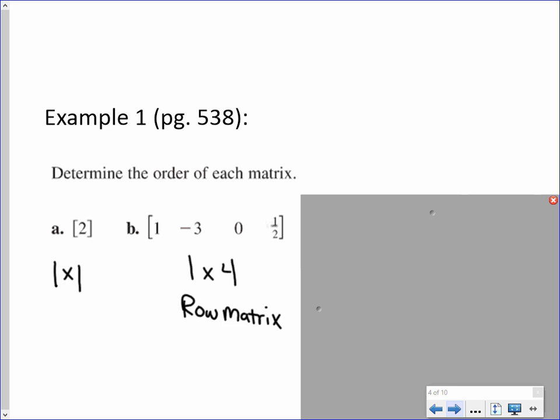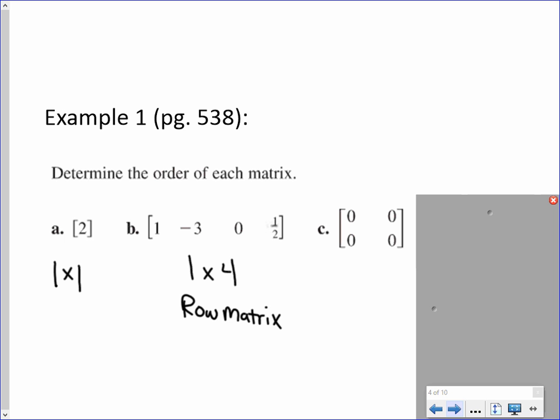If that were reversed, if that were a 4 by 1, so it had 4 rows and 1 column, we could call it a column matrix. So some matrices have special names. This dimension or order, Emily says 2 by 2. And this one is one that has a special name as well. It's called a square matrix.